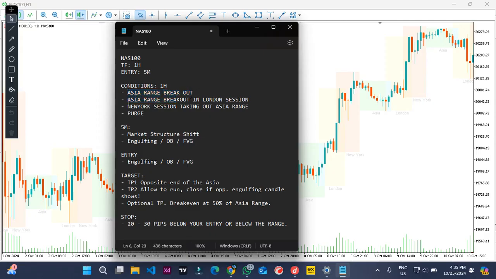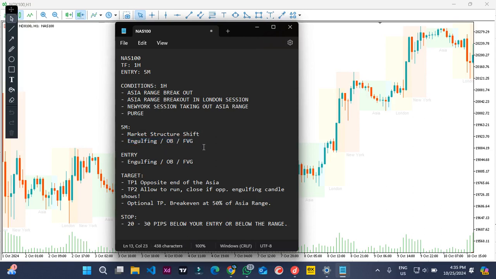Another condition is if the range broke out in the London session or the New York session broke the Asia range. Okay, so Asia range breakouts maybe, or it broke out in the London session or in the New York session. Then when that happens, we want to see a market structure shift, either upside or a downside, and then engulfing candles, order block, FVGs, those things, we need them to confirm our entry.